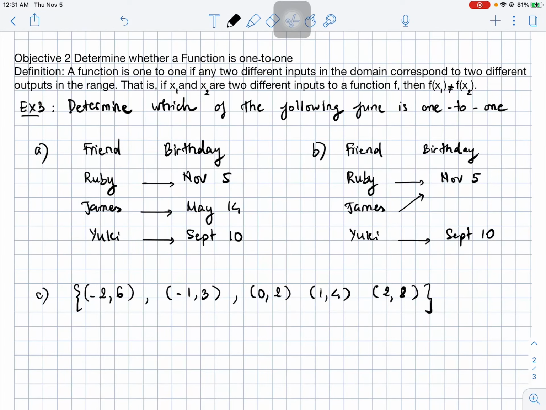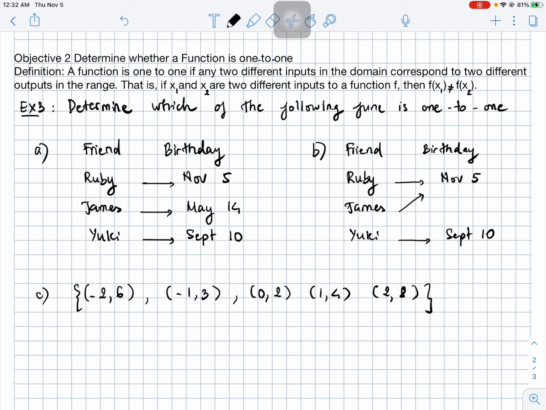Objective number 2. Determine whether a function is one-to-one. Definition. A function is one-to-one if any two different inputs in the domain correspond to two different outputs in the range. That is, if x1 and x2 are two different inputs to a function f, then f of x1 is not equal to f of x2.